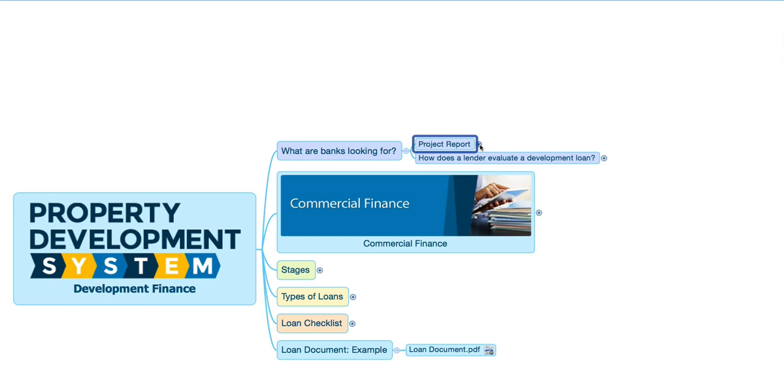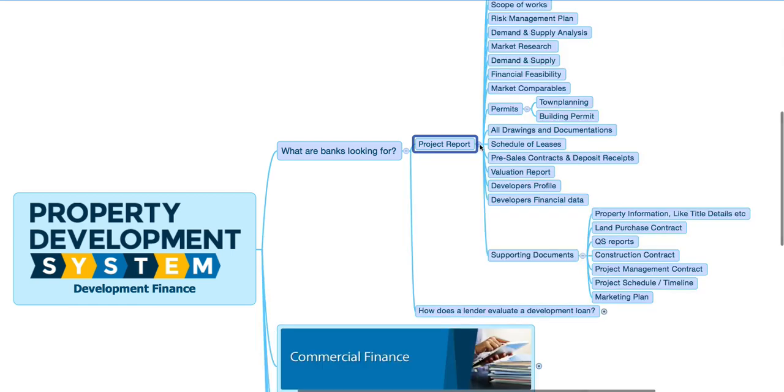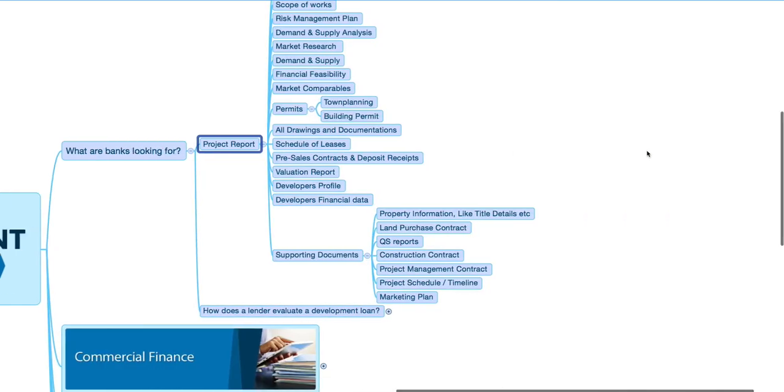I think in module 12 we cover how to compile a project report. However, in every module that we go through, we're getting some information that becomes part of a project report. So I wouldn't go to a bank empty-handed. So let's look at what's included in a project report.